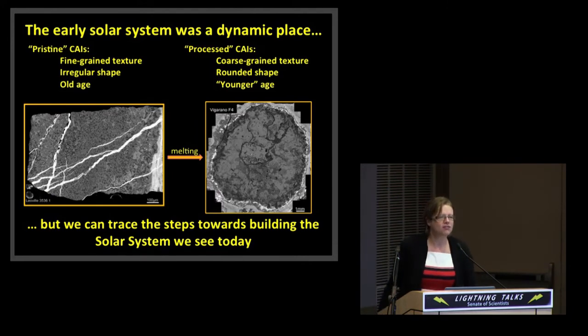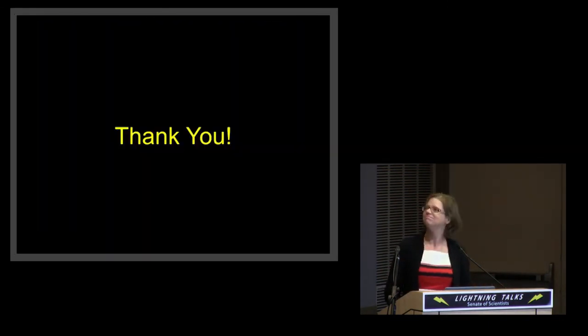But we also track evolution of CAIs before they were incorporated into their parent asteroids. This inclusion on the right has undergone melting and recrystallization, and we can see that in its coarser texture and rounded shape. And it has a slightly younger age. We can see that CAIs have been melted over a period of about 500,000 years after the first ones formed. So by studying CAIs, we can actually trace the steps that our solar system took on its way to beginning to build planets. With that, I'll end there.